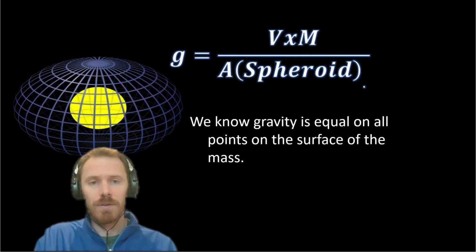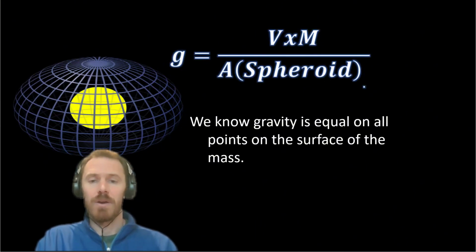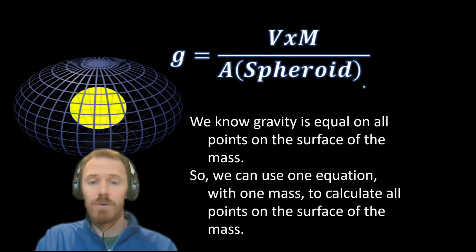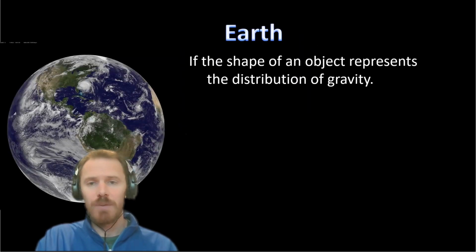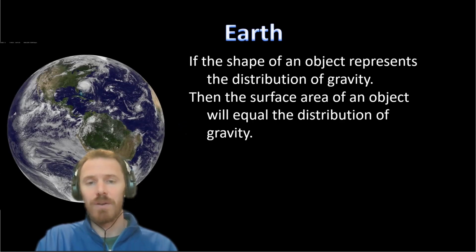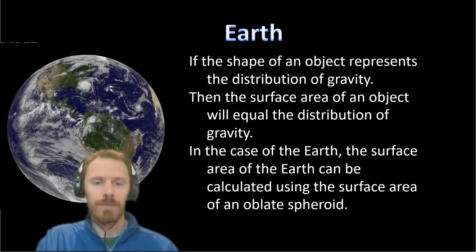So this gives us our new mathematical equation where G equals V×m over A, where A is the surface area of a spheroid or the surface area of our mass. We know that gravity is equal at all points on the surface of this mass, so we can use one equation with one mass to calculate all points on the surface of that mass. If the shape of the object represents the distribution of gravity, then the surface area of an object will equal the distribution of gravity. In the case of the Earth, the surface area of the Earth can be calculated using the surface area of an oblate spheroid.